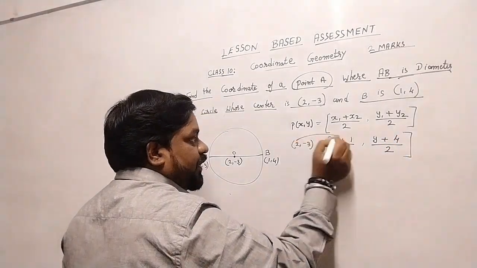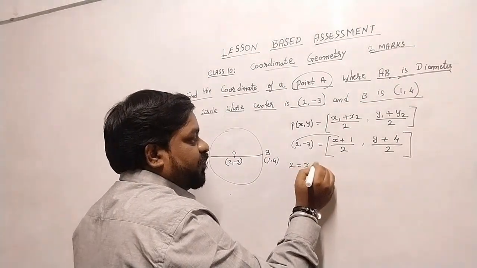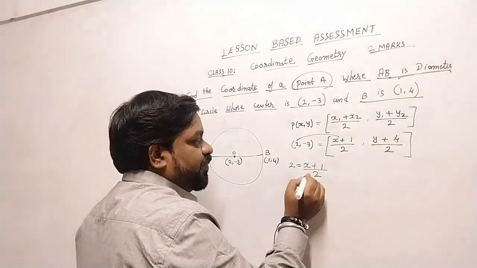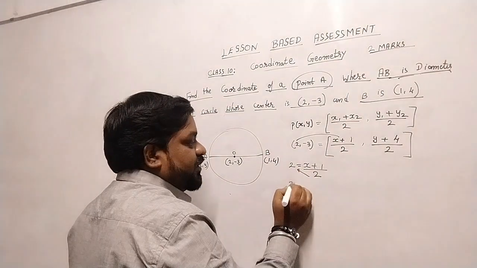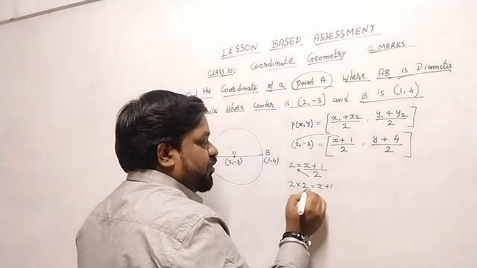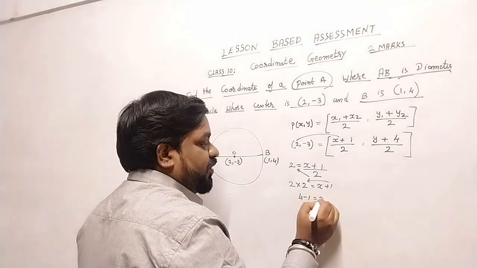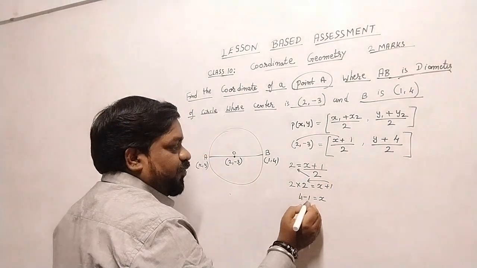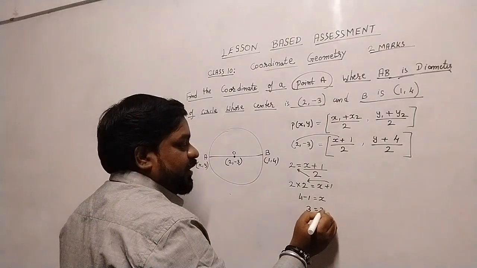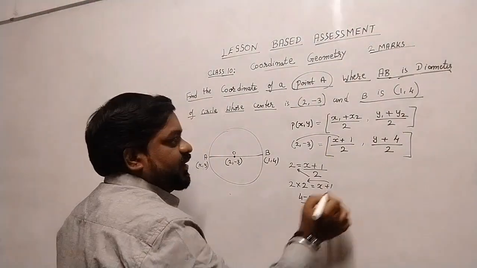Now take only the x coordinate. 2 is equal to x plus 1 divided by 2. Shift 2 to the LHS. So 2 into 2 equals x plus 1, 2 twos are 4. Now shift plus 1, it will become minus 1, equals x. 4 minus 1 is 3. So the value of x is 3.